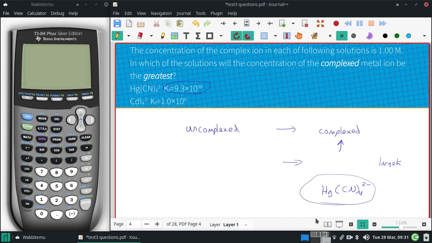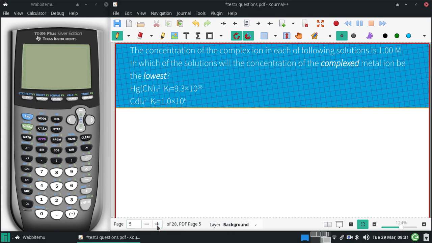And then finally, complexed and lowest. So same general idea. You have uncomplexed metal turning into complexed, and we want the complexed to be the lowest. So we want a K that favors reactants. So that is a small K, and that's going to lead us to our correct answer. And we want the complexed ion, so the answer is going to be that CdI4 2-.